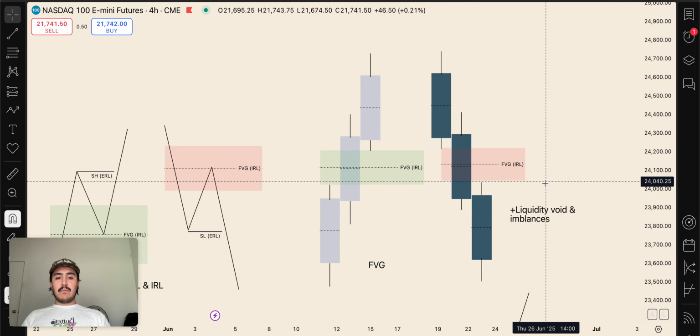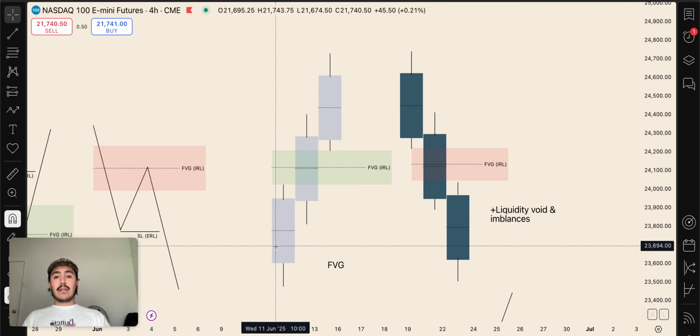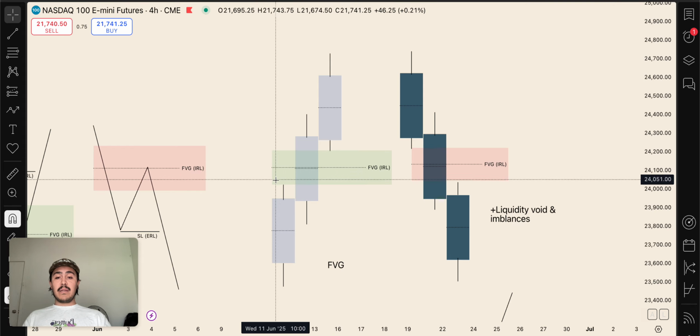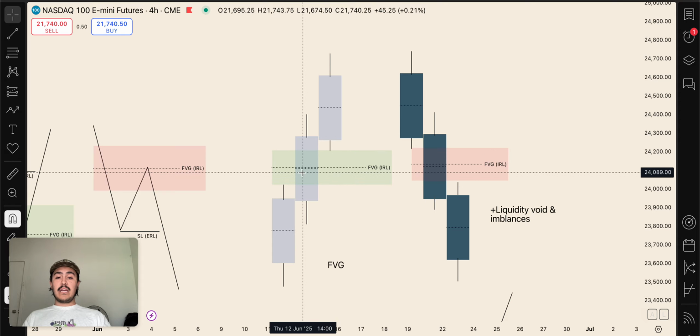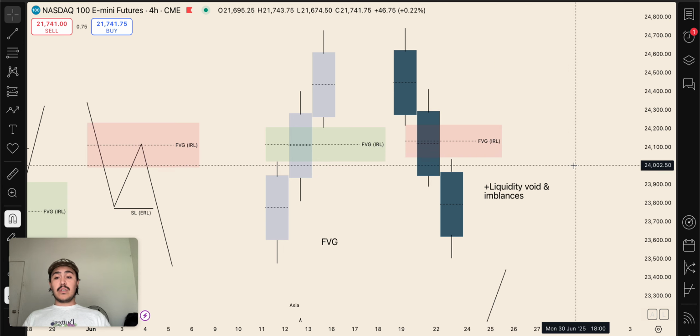A fair value gap is pretty much when a series of candles, bullish or bearish, make an imbalance, meaning that the wicks don't touch, and it makes an imbalance, a fair value gap. We can see that both in bearish and bullish. Sometimes we're going to get maybe a bullish and a bearish, or a bearish and a bullish.